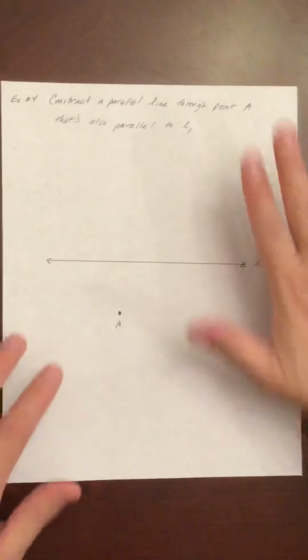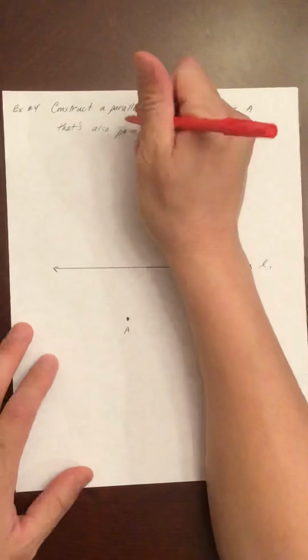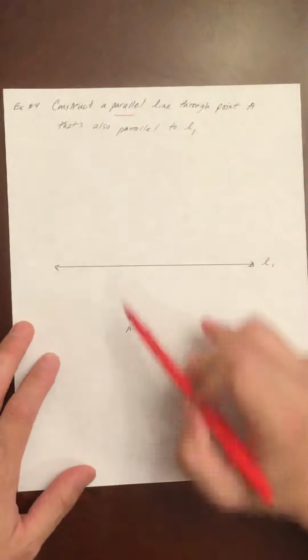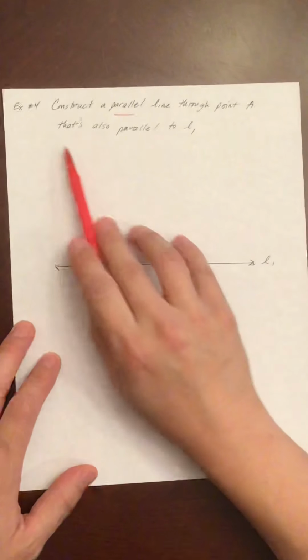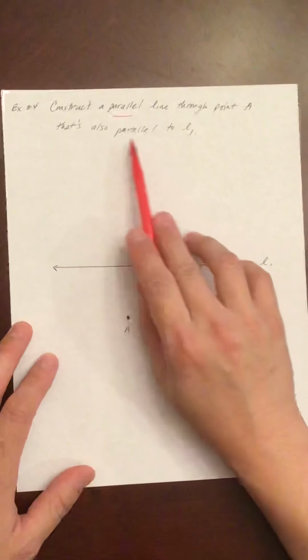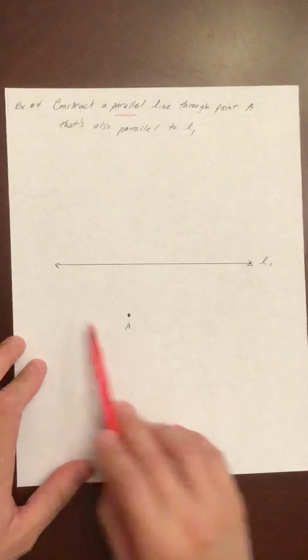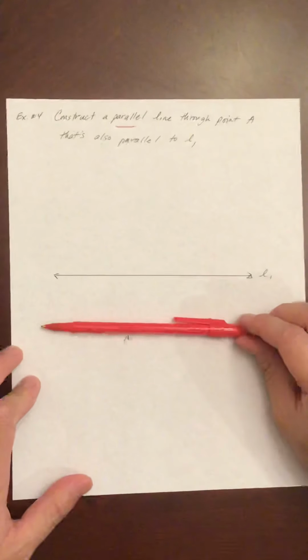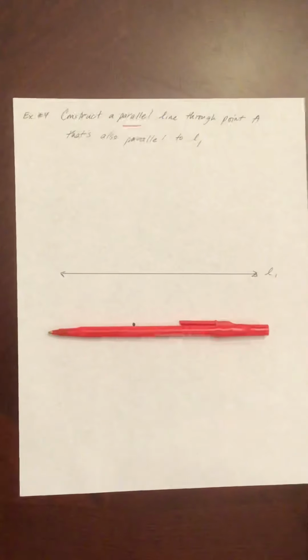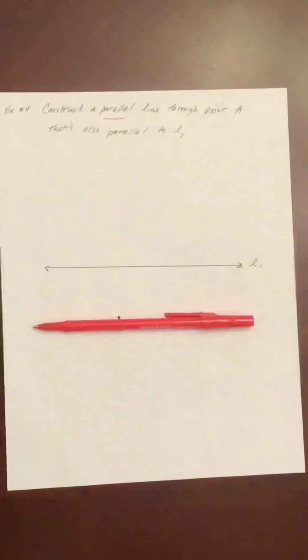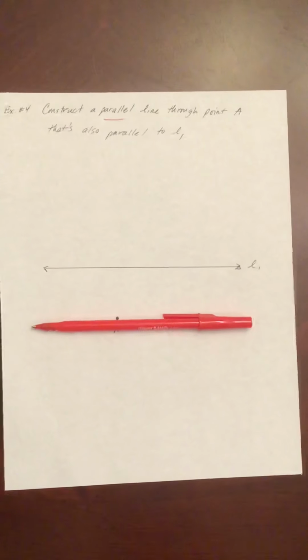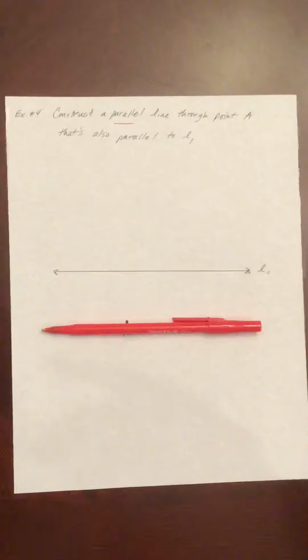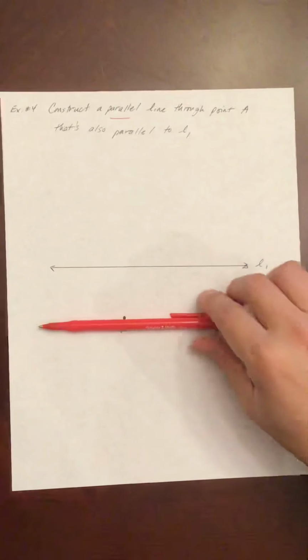Okay. So what we're going to do is construct a parallel line through point A, that's also parallel to line number 1. So we're going to draw a line that looks like, hypothetically, where my pen is at. We're going to draw that through construction. I do not want to see people just draw a line through and say, hey, that's my parallel line. I'm going to look for your construction work, okay?